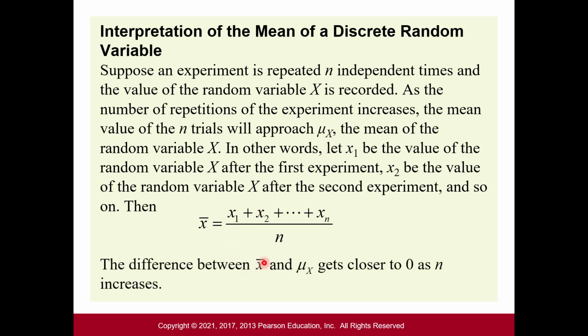And so the difference between x bar and mu sub x gets really close to 0 as n increases. So as more experiments are repeated, these two numbers get really close to each other. They're about to be equal, or they could even be equal.